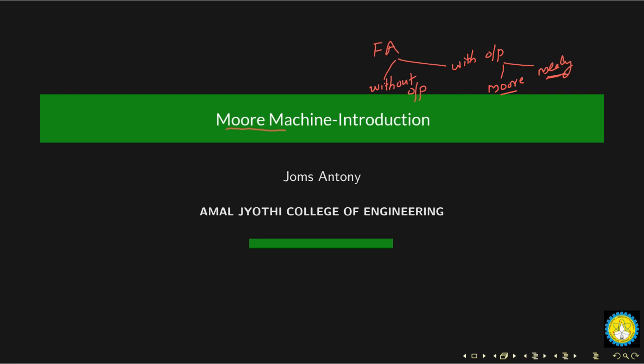Remember, in the category of without output, we have all these varieties like DFAs, NFAs, and, what else, epsilon NFAs. So all these come under the category of without output. This is very important. We are going to focus on this portion now, especially in this video, where we are going to look at Moore machines in particular.